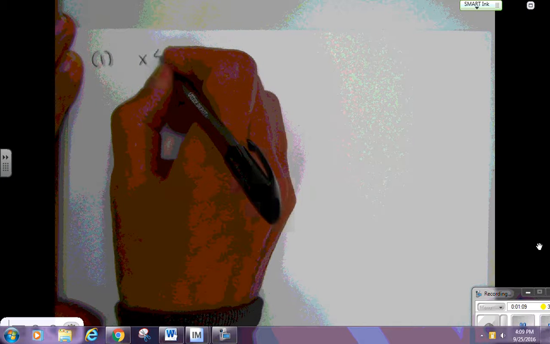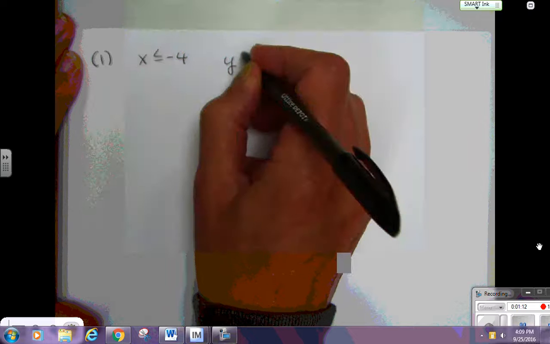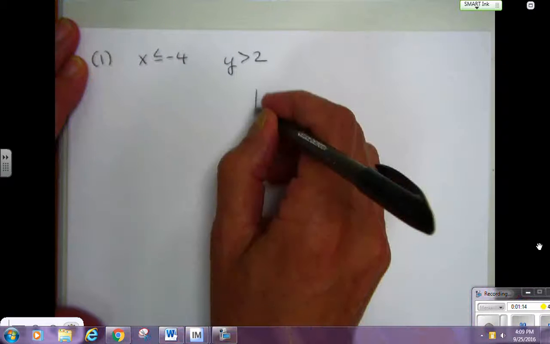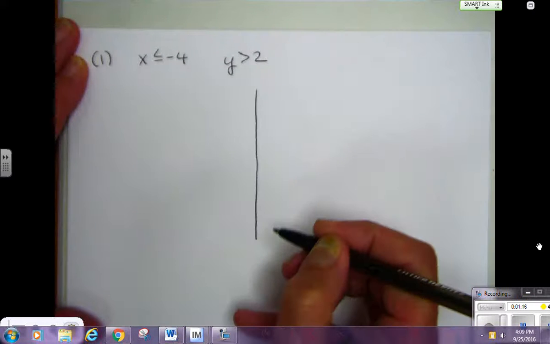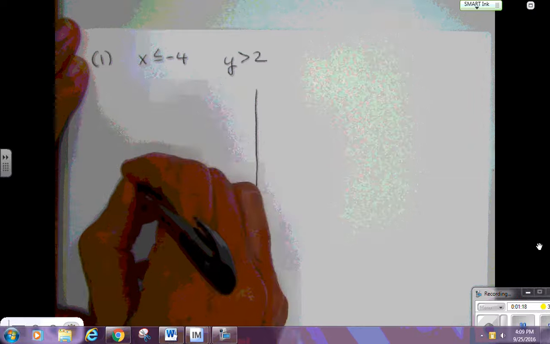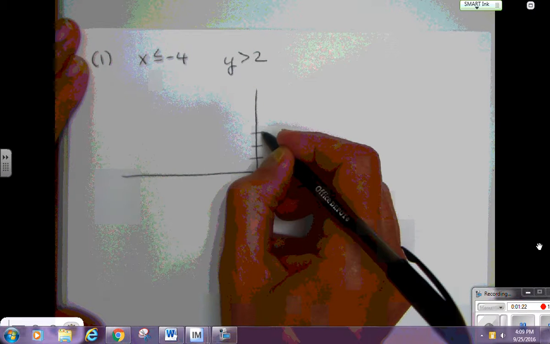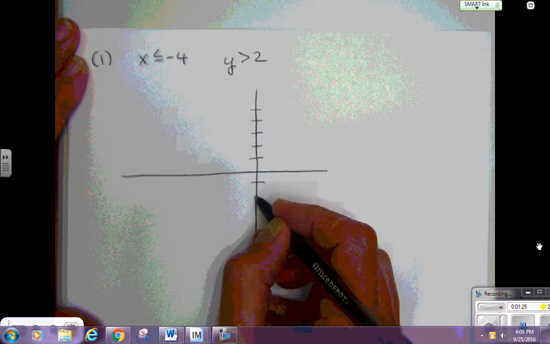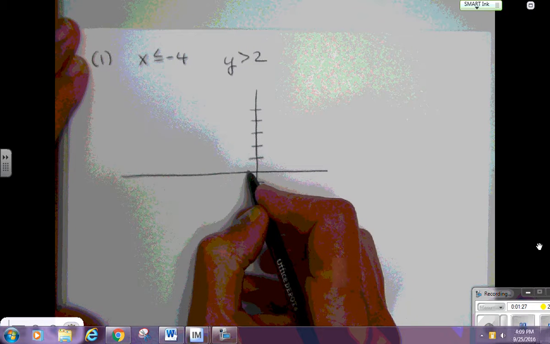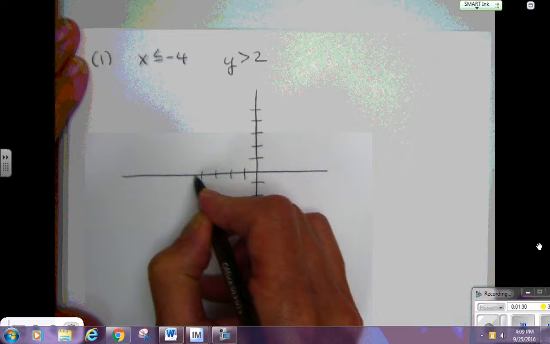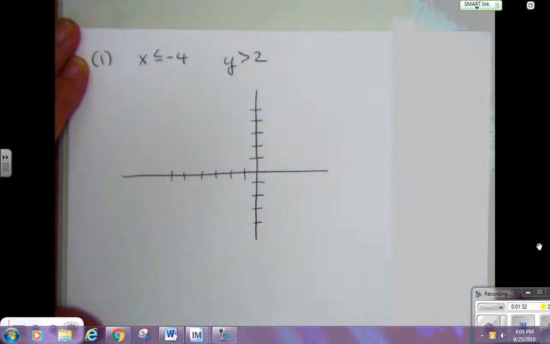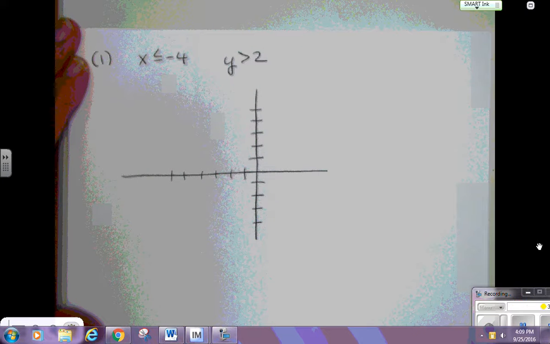Okay, so let's look at the first one. We're going to solve by graphing. On your notes, it's okay if you don't have graph paper. I don't mind if you just draw your own graph like I am. You'll get better graphs by using graph paper no matter what, but for your assignment, you definitely need to use graph paper.